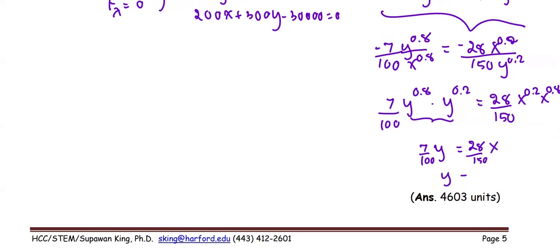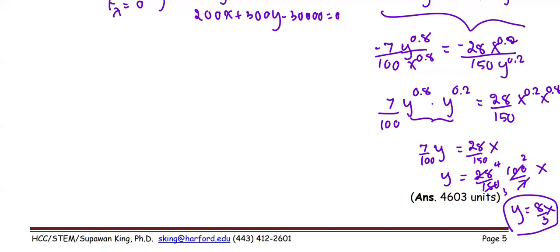And then y itself is 28 over 150 multiplied by 100 over 7 times x. 7 and 28 reduce to 4, and then 100 and 150 reduce to 2 over 3. So that is 8 over 3 x. So we have y equals 8 over 3 multiplied by x.